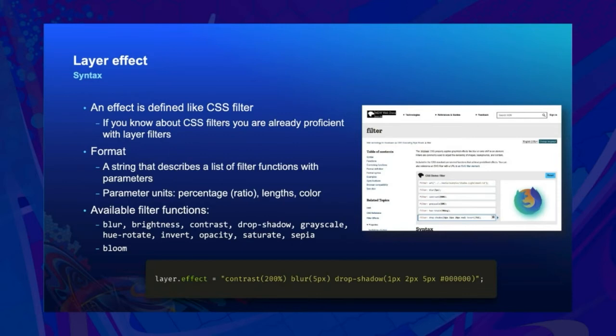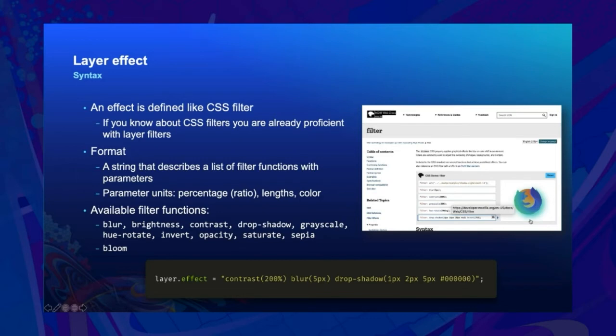The syntax of layer effects is completely inspired by the CSS filters. I'm sorry about the name, but it's called effect here, and in CSS it's called filter, because we already use filter for feature filtering and data filtering at large. But an effect is defined after the CSS specification for filters. So if you are familiar with CSS filters, you are already proficient with layer effects because it works exactly the same way. And if you look on the MDN, you can find everything there is to know about filters.